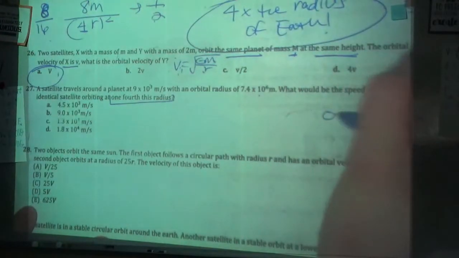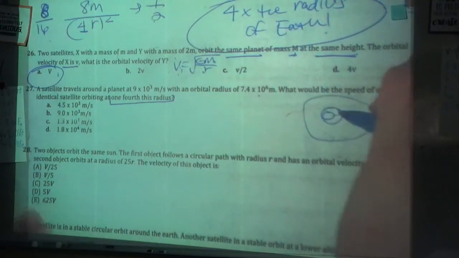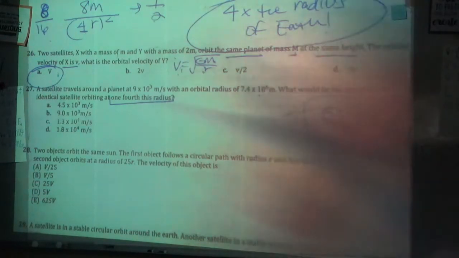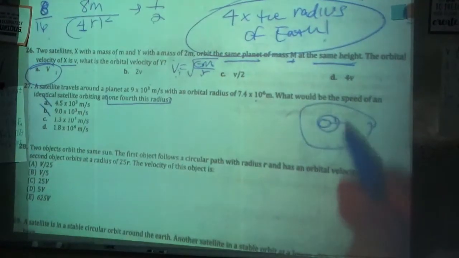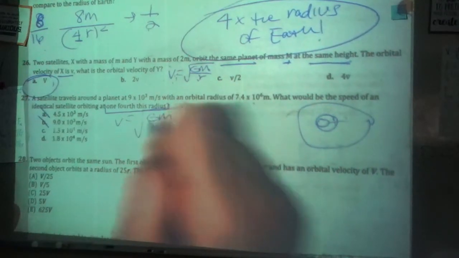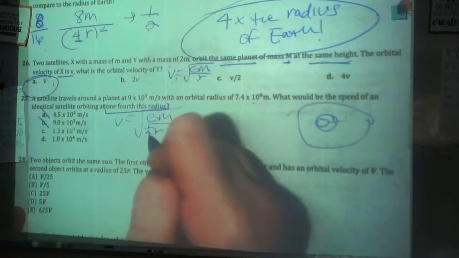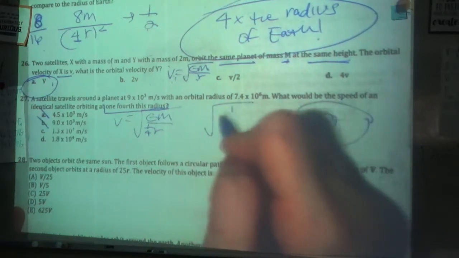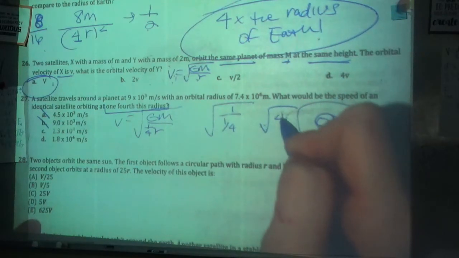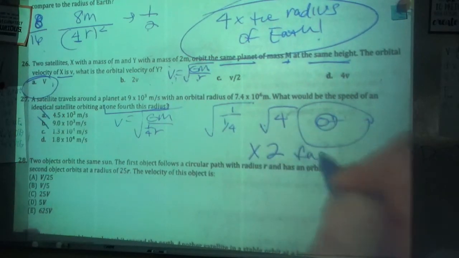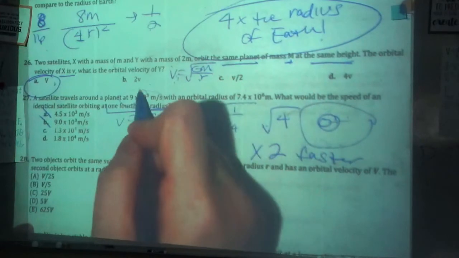So think about if I'm at some radius and I go to 1/4, we know that closer would have to go faster, so we can cross off these two because that would be going slower. That's going the same speed, and I know it needs to go faster. Now the question is how much faster. If we plug in 1/4 the radius into our equation, that would be 1 over 1/4, which is 4. But it's inside of a square root, so that would actually be 2 times faster. This is my old velocity, times 2 gives me 1.8 times 10 to the 4th.